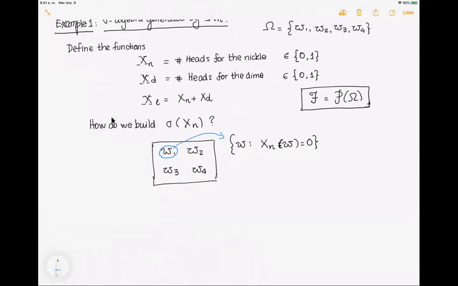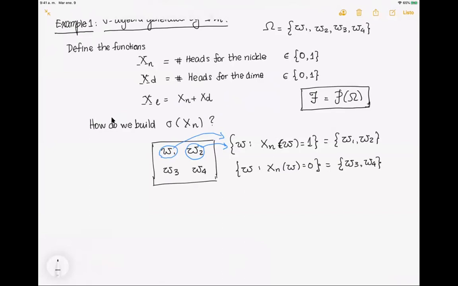The omega 2 was heads on the nickel and tails on the dime. So again, omega 2 is also contained in this set. But omega 3 and omega 4 were the two elements where the nickel comes out tails. So for omega 3 and omega 4, Xn is equal to 0. Oh, sorry, I was doing when this is equal to 1. Sorry about that. So this is exactly equal to omega 1 and omega 2. And similarly, the set omega such that Xn of omega is equal to 0 will be the set omega 3 and omega 4. And that's all we have, because the mapping cannot have any other values.